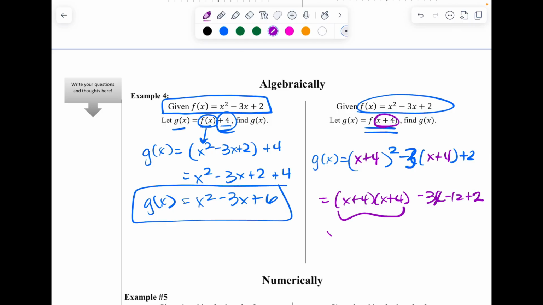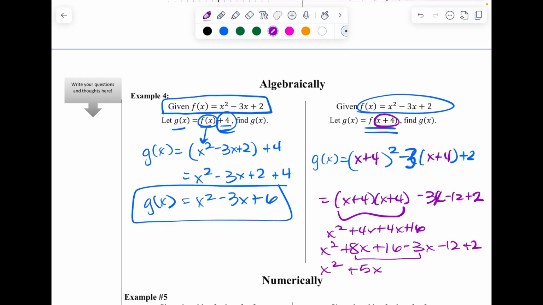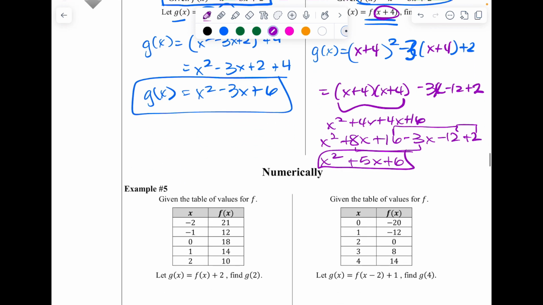FOIL this out: x squared plus 4x plus 4x plus 16. Now we're going to combine like terms: x squared plus 8x plus 16, minus the 3x, bring it down, minus the 12 and plus the 2. Combine like terms, we get x squared, positive 8x minus 3x is positive 5x, 16 minus 12 is 4, plus 2 is 6. So g of x is there.